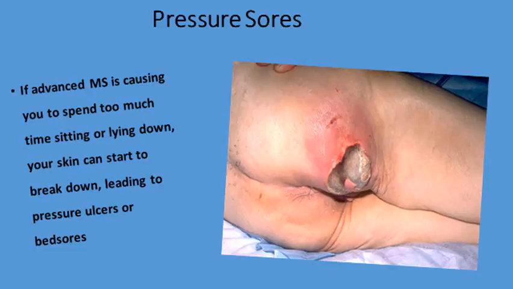If advanced MS is causing you to spend too much time sitting or lying down, your skin can start to break down, leading to pressure ulcers or bed sores. These sores occur because constant pressure decreases blood flow to the skin and other tissues. The sore may start as a discolored area of skin and progress to an open ulcer. Common areas for sores are the shoulder blades, buttocks, and the heels.